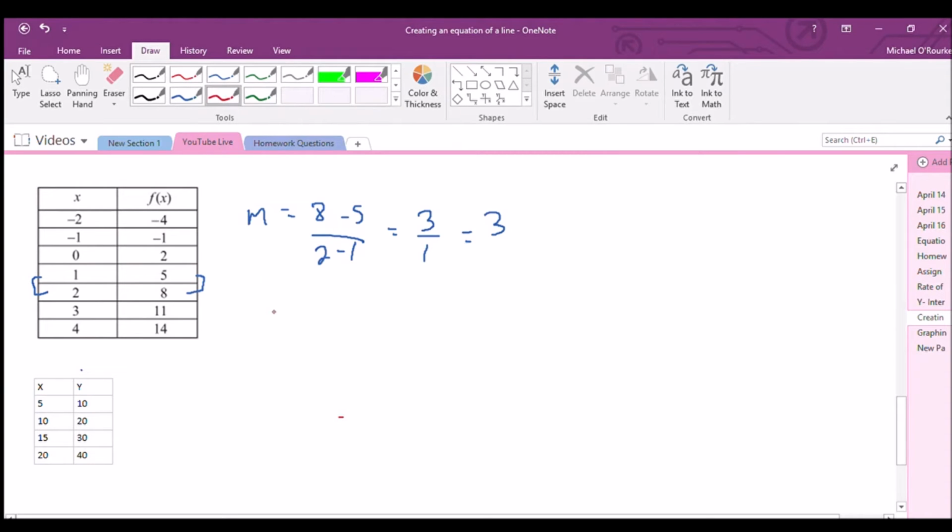And my b value, let's look for 0 here. Oh, there it is. So that equals 2. So my equation, y equals blank x plus blank. Fill in my numbers. My 3 goes there, and my 2 goes there. So my equation is y equals 3x plus 2.